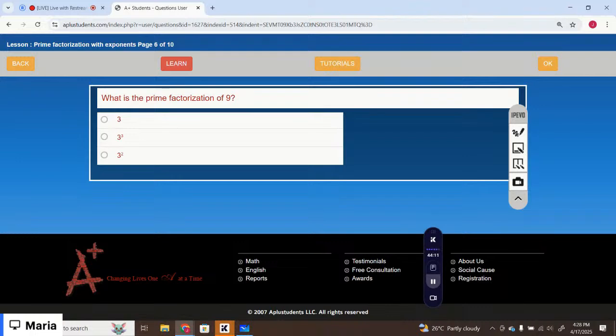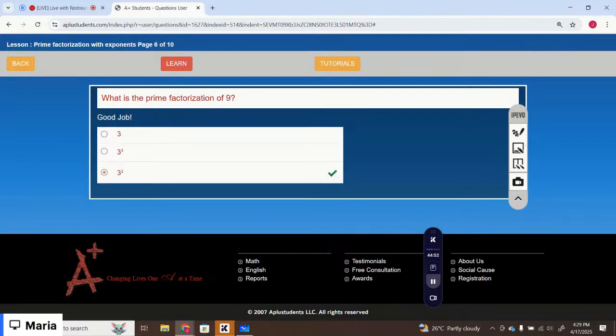What is the prime factorization of 9? That is 3 times 3, or 3 squared. Option number 3 is the correct option.